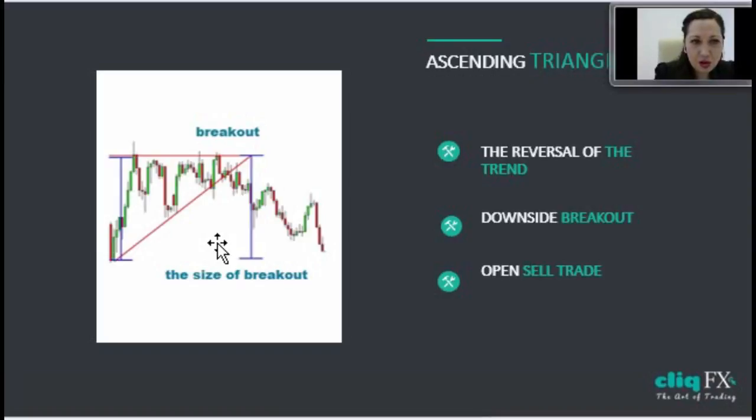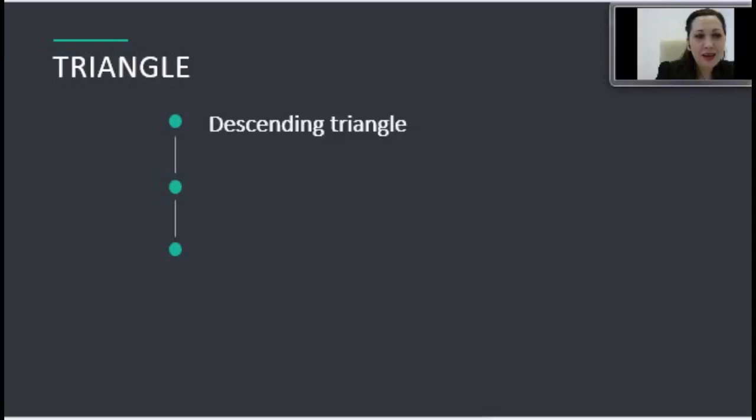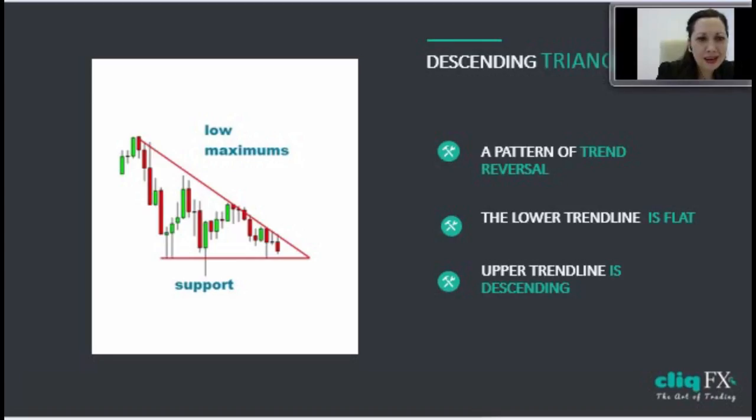Next, descending. As you can see from the title, it works the same way as ascending, but on the contrary, the bottom line of support in this case is flat, and the line of resistance, another trend line, is a little bit descending. And also this is an example of a pattern of the trend reversal. And so when you see the situation when there is a breakout of the upper line of resistance, you open a position for buy, for example.